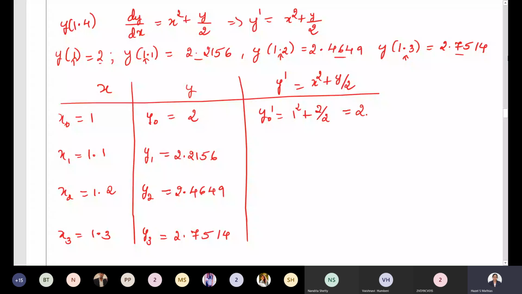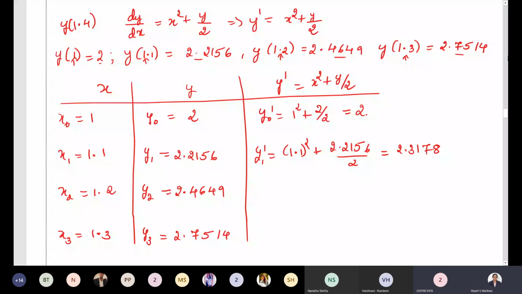Next find y1 dash, which is x square. X will be 1.1 whole square plus y is 2.2156 divided by 2. Tell me what is the value of this? Ma'am, 2.3178. Everyone? Correct? Yes, ma'am.